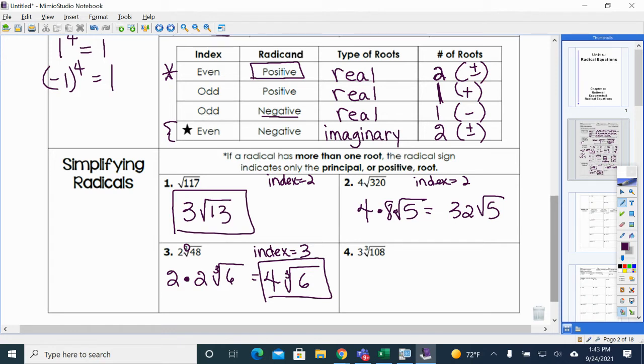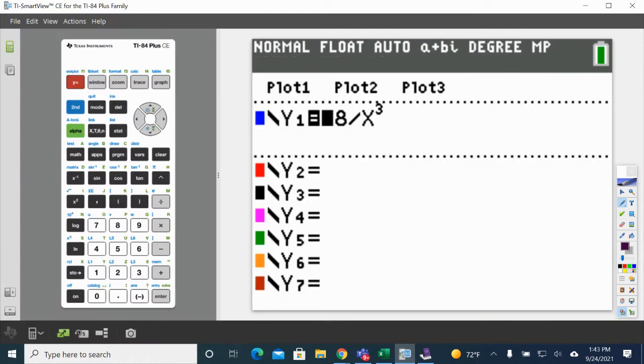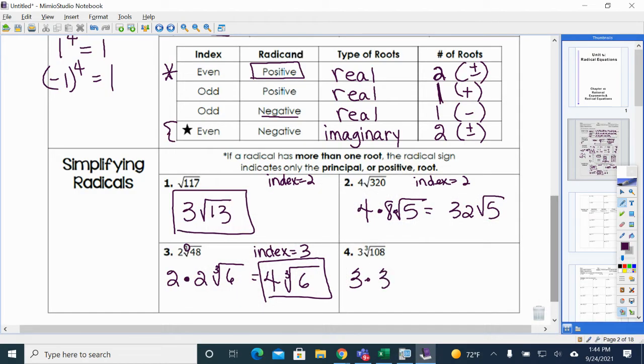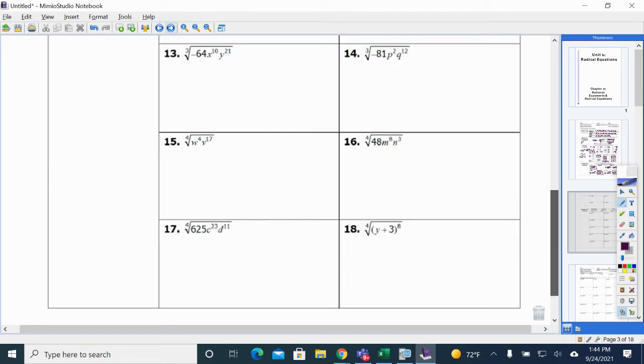Same thing on number 4. 3 times the cube root of 108 means I got 3 times. We're going to take 108 and divide by x cubed. Table. There's the zeros. 3 and a 4. So 3 cube root of 4. 3 times 3 is 9 times the cube root of 4. All right, let's keep going.